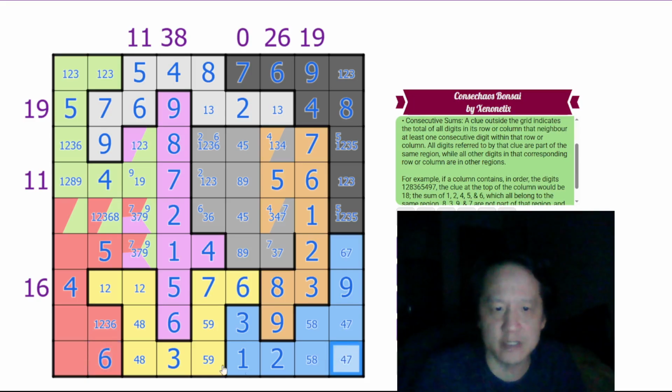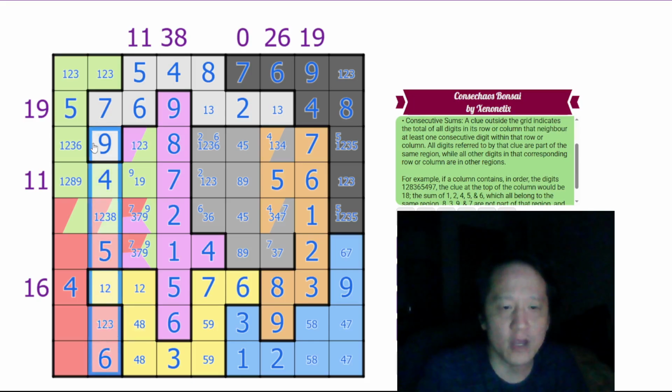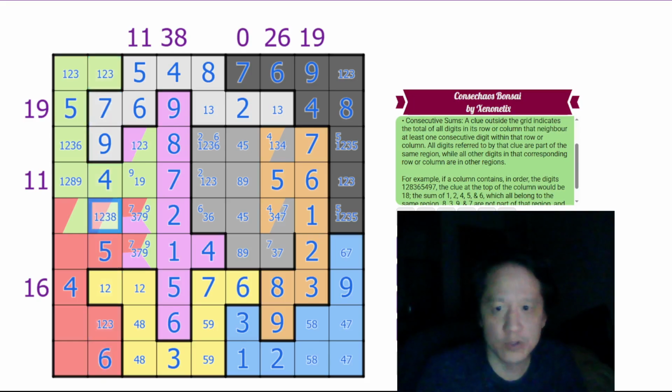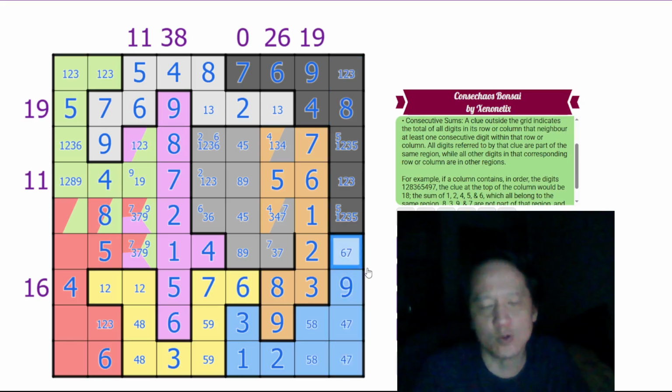That 6 eliminates 6 here. That also eliminates 6 here and here. We have a 1, 2, 3 triplet, which eliminates 1, 2, 3 from the rest of column 2. Therefore, this is an 8. This 6 eliminates 6 here. This is a 4, 7 pair in column 9, which eliminates 4 and 7 in the rest of the column, so this is 6.